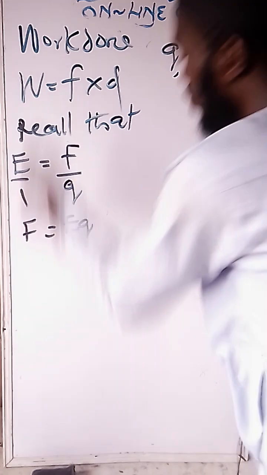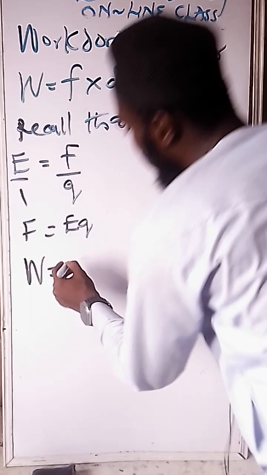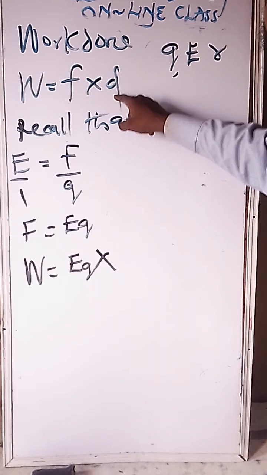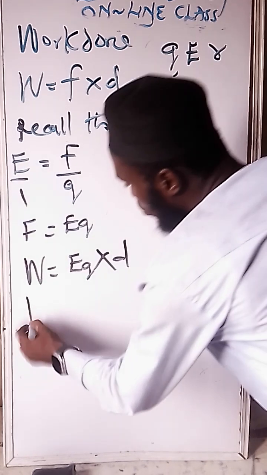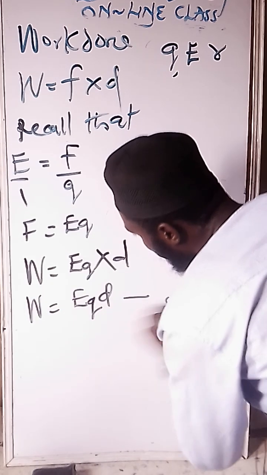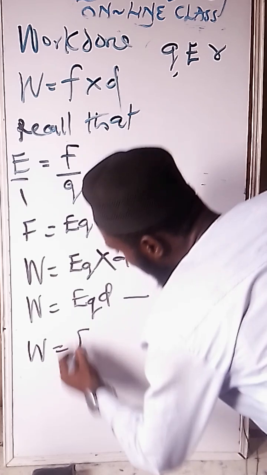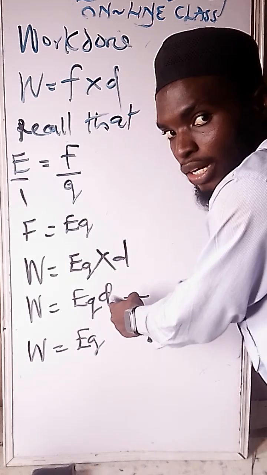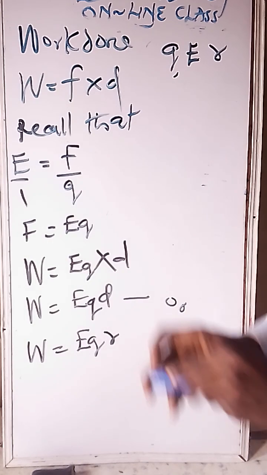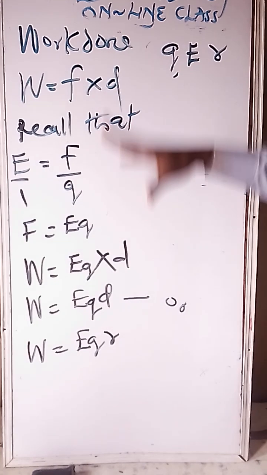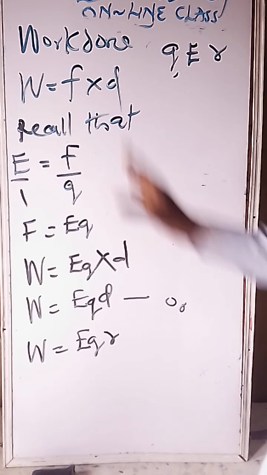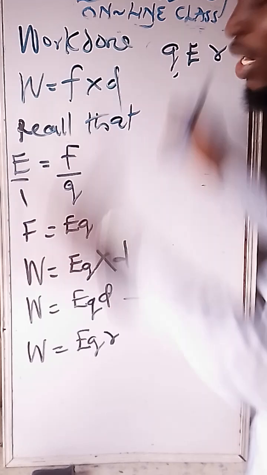This is F. I'll be putting in EQ. So it will now be W equals to, what am I having? EQ times, it is times. I told you that this D, you put it here. Which will be W equals to what? EQD. Or it can be W equals to EQD. I told you it can also be the same thing as EQR. This is the formula for calculating what? Work done. Under this electric field intensity or electric field or electric potential. These are the little derivations that I'm going to be doing.